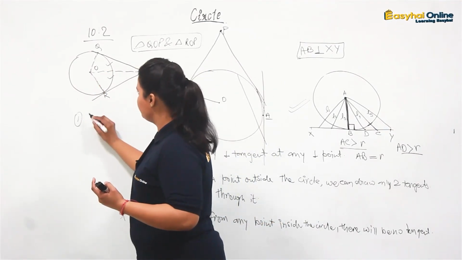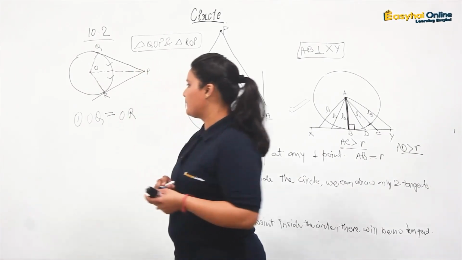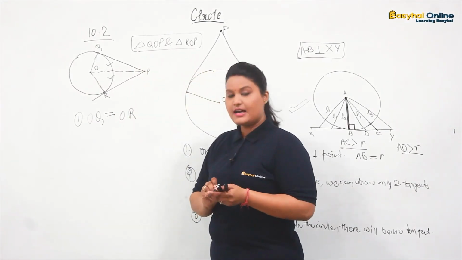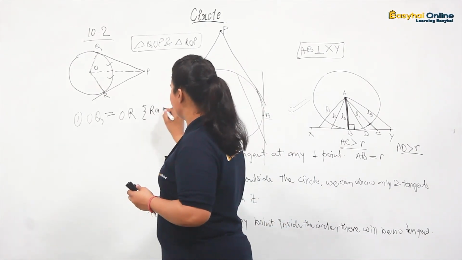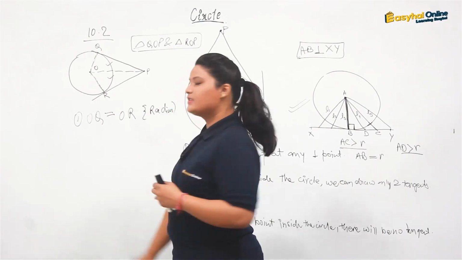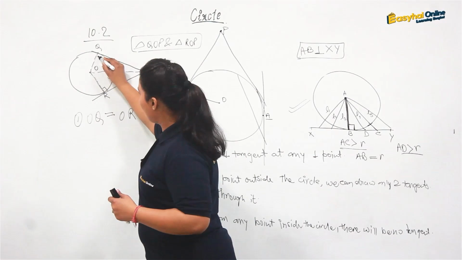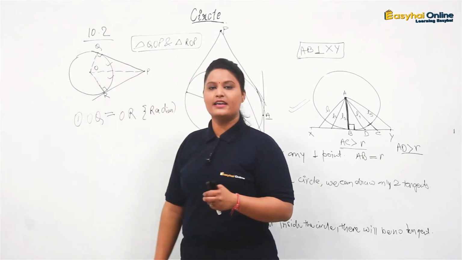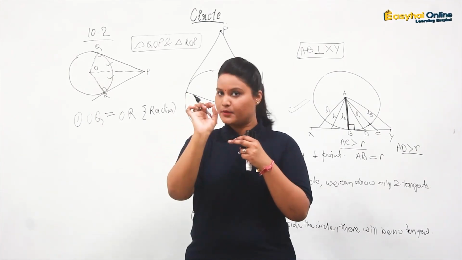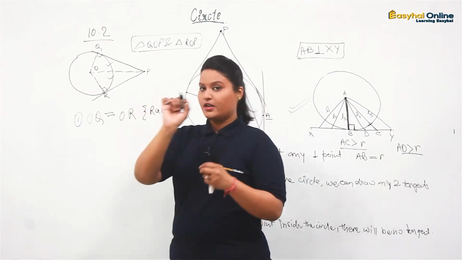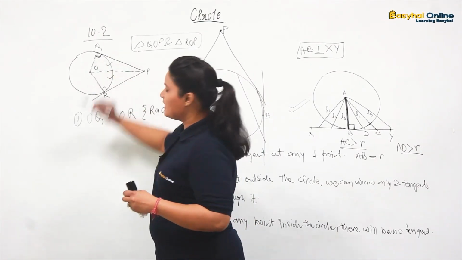So number 1, OQ is equal to OR. How? Because these are the radii of the circle. I mentioned this is the radius of the circle. Now we have just learned that it always makes a 90-degree angle over here. Whenever the tangent touches the circle at a particular point, it always makes an angle of 90 degrees.